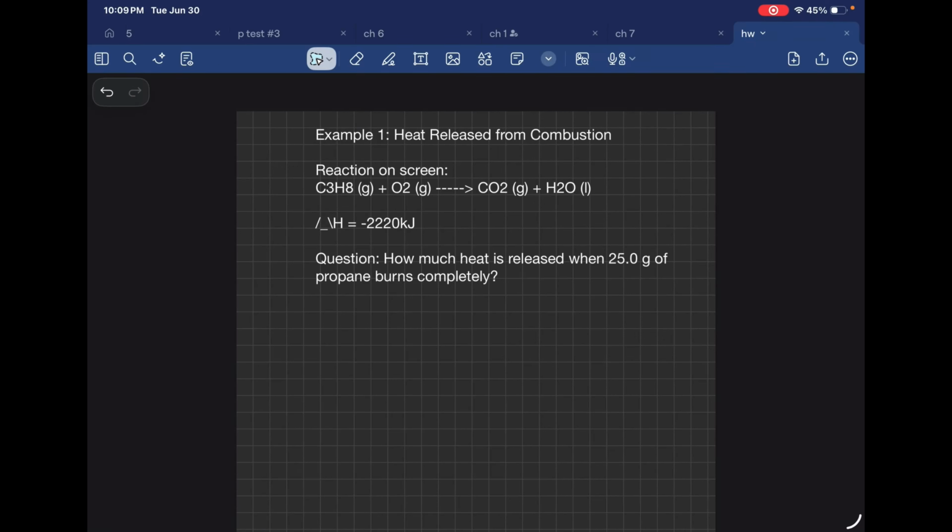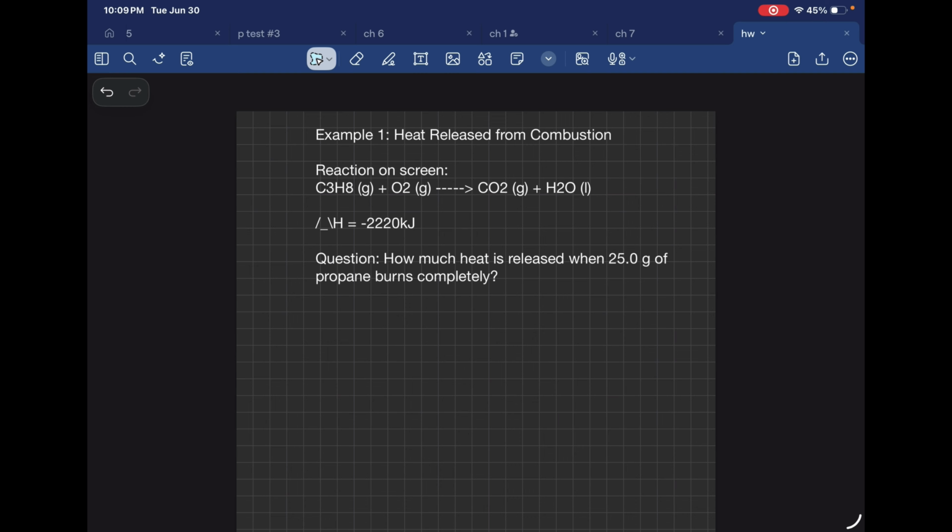All right, everybody. So now we're going to go on to doing a heat release combustion problem. If you watched my last video, we did a calorimeter problem. So now let's do this example one of our heat release combustion problem. So we're given a reaction on the screen.